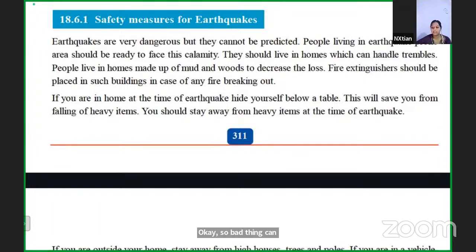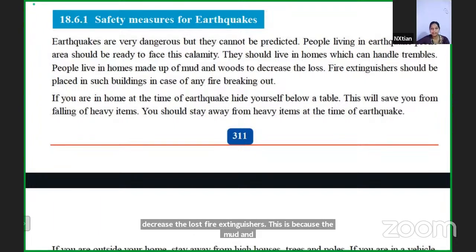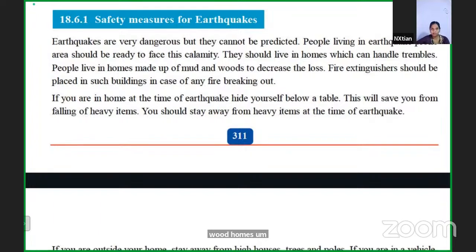Now, people living in earthquake prone areas should be ready to face this calamity. They should live in homes which can handle tremors. People live in homes made of mud and wood to decrease the loss, because mud and wood homes can be made again and repaired. There is not so much of a loss of money and all.